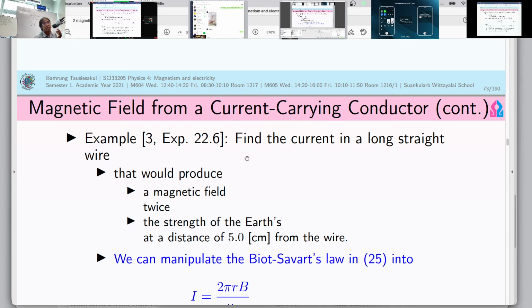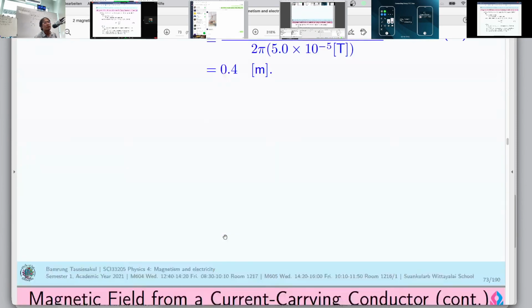Biot-Savart law, okay, B is mu 0 I divided by 2 pi r, right? It's not difficult.